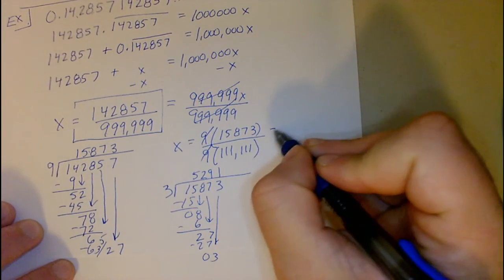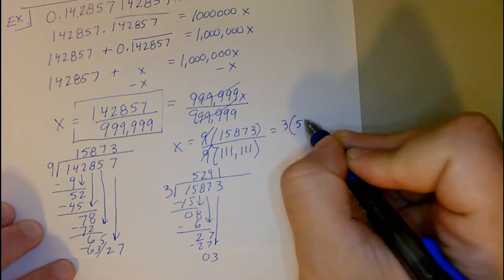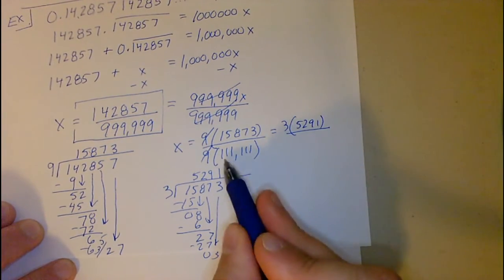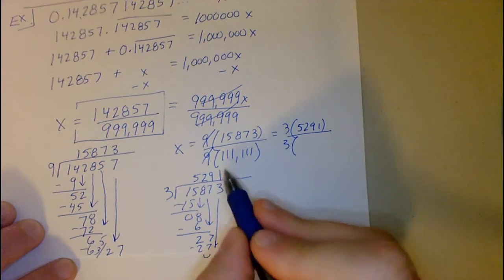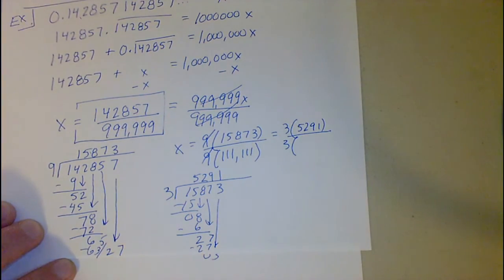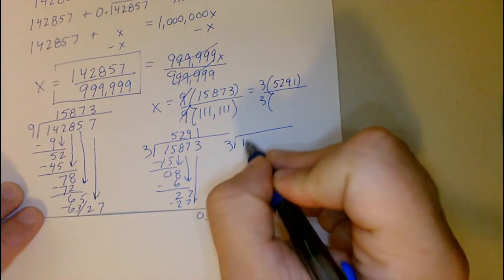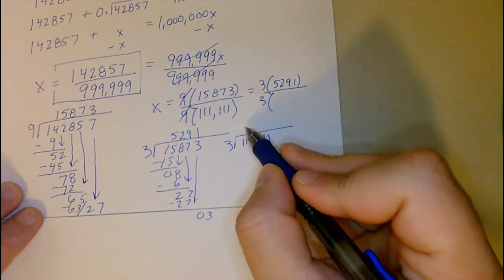5,291. So now the top is equal to 3 times 5,291 divided by, now I know 3 is going to go into 111,111. So let's do that real quick. We're running out of room here. 111,111. 3 goes into 11 3 times.